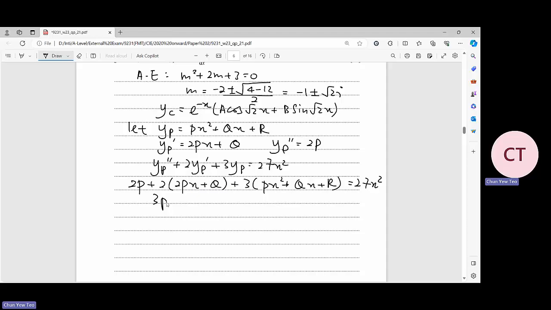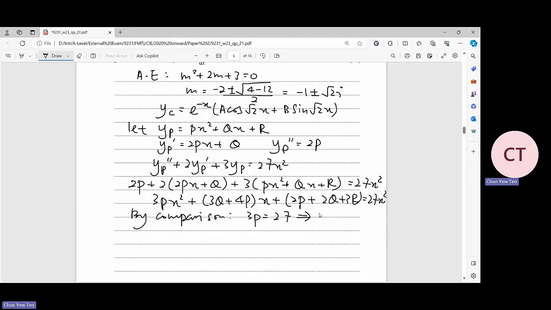Simplify it, you have 3px squared plus (3q plus 4p)x plus (2p plus 2q plus 3r) equals 27x squared. By comparison, you have 3p equals 27, so p is 9. Then 3q plus 4p equals 0, so q equals negative 4 over 3 times p, that will be negative 12.